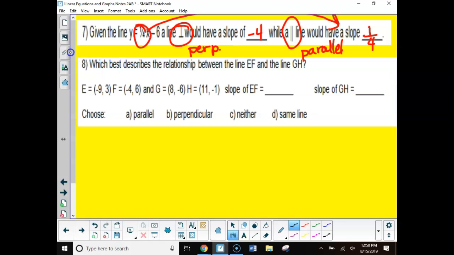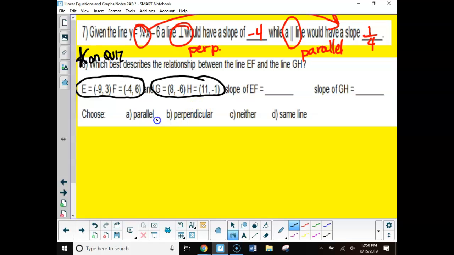All right, put a big star by number 8, because this is on the quiz, a question just like this one, okay? Exactly in this kind of a format, I think. It says, which best describes the relationship between EF and GH? So there is some line that connects E and F and some line that connects G and H. And they want us to decide, are they parallel, perpendicular, neither, or the same line? Hint, it's not going to be the same line.